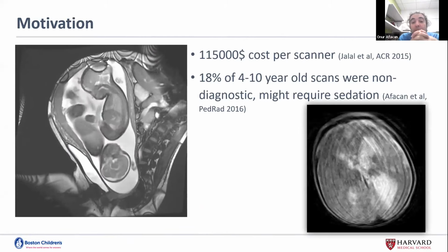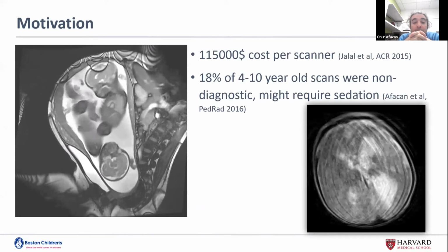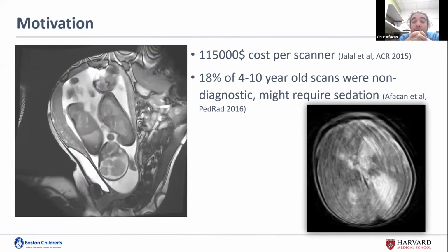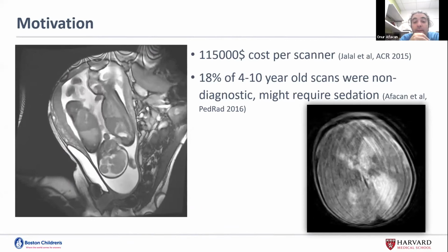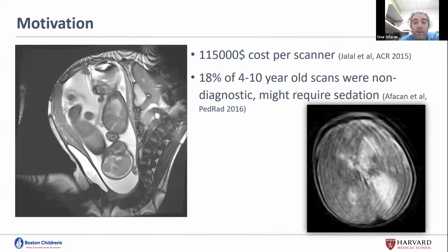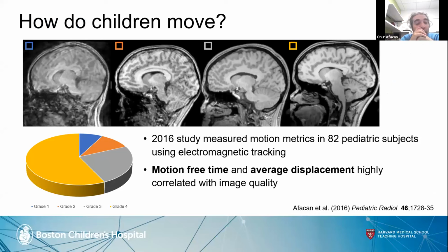Jalal et al., in a nice publication, estimated that the cost per scanner is more than $100,000 per year. If you think about how many MRI scanners are in the world, this is actually a huge cost. We also did one study where we investigated how children move. We measured motion using an electromagnetic tracker, and we let the radiologists grade the images.